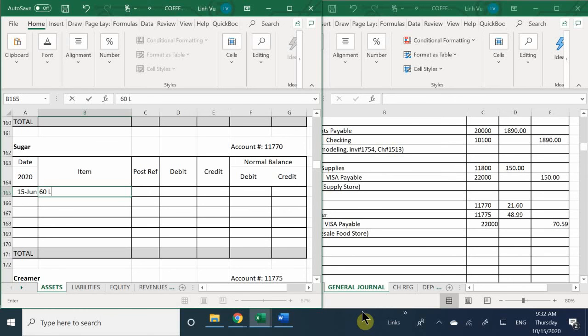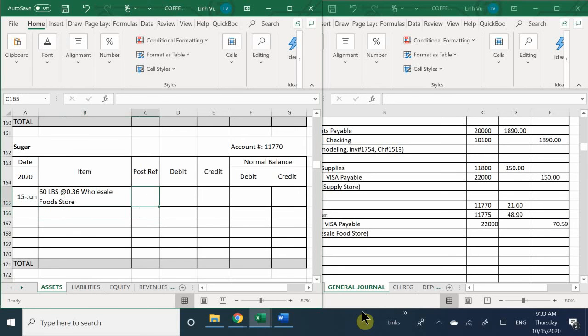36 cents per pound? You can if you want to. Am I too specific? Put the vendor's name first. You can if you'd like. It's whatever details help you recognize this transaction. So we have 60 pounds at, what was it? You said 36 cents? And Tennyson wants to put Whole Foods. Wholesale food store. Right? Wholesale food store. Okay.